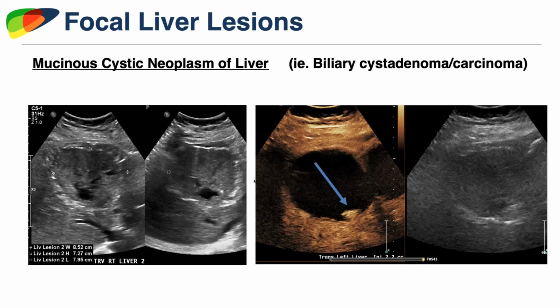This is a recent case of mine. This patient had a, quote, liver cyst that had increased in size and complex features. She was 89 years old, and they didn't want to send her to CT or MRI, so I offered contrast-enhanced ultrasound. And here you can see an enhancing mural nodule in this otherwise anechoic structure. So we diagnosed this as a mucinous neoplasm of the liver.